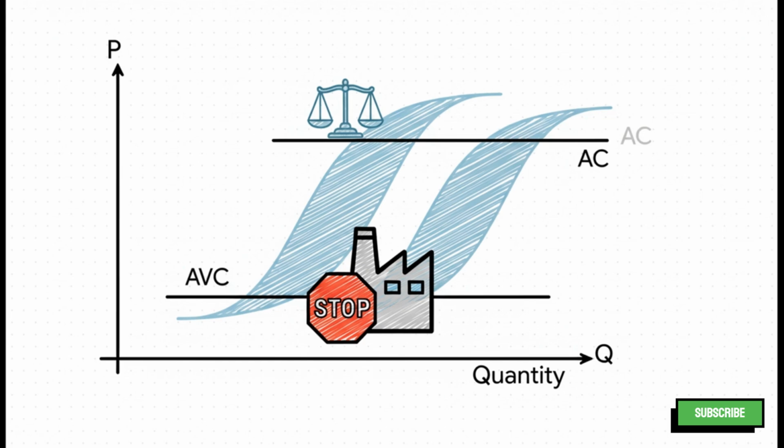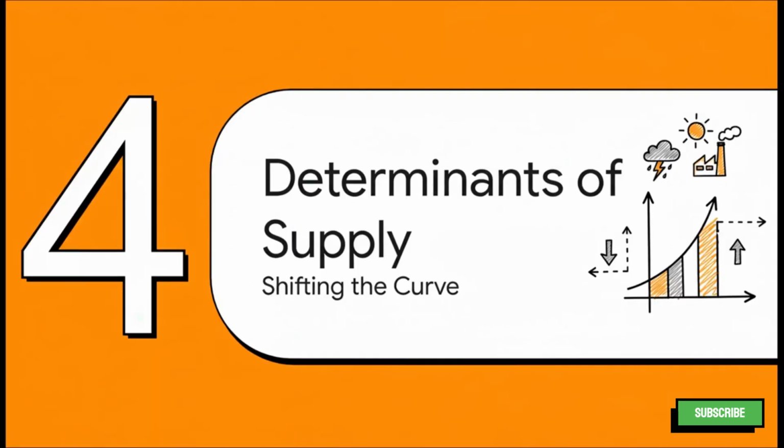Then you have the break-even point. This is where the price is equal to the minimum average total cost. At this point, the firm is covering all its costs, both variable and fixed. It's not making any extra profit, what we call supernormal profit, but it's not losing money either. It's just breaking even.